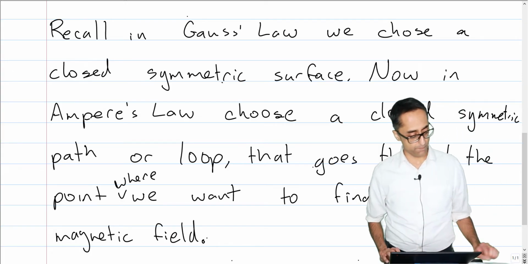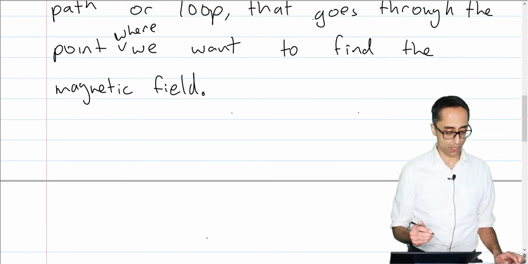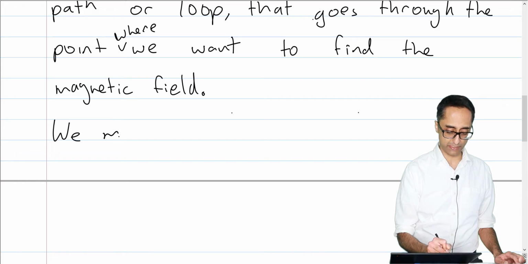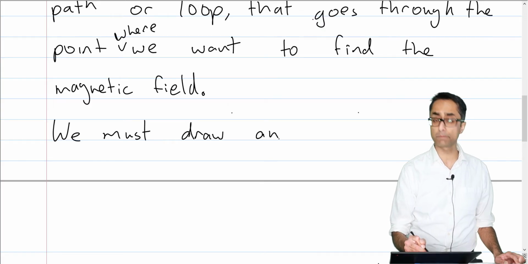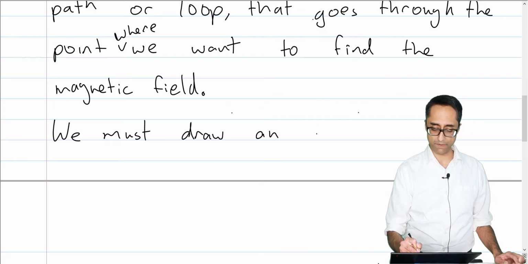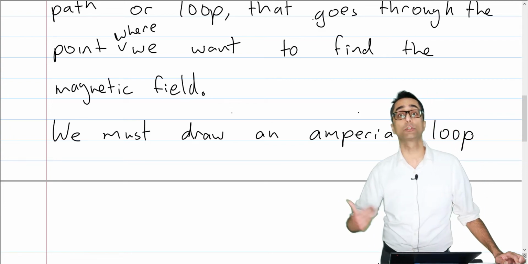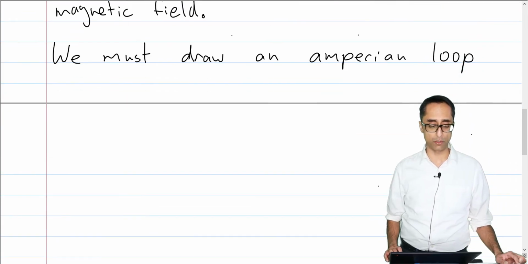And so what that means is, to solve this problem, we must draw an Amperian loop. Please note that I don't believe the word Amperian loop is actually commonly used. I may have made that up, but I like it. If I'm going to talk about a Gaussian surface, which is the common vernacular for that term, I think an Amperian loop helps us to understand what we're talking about a lot better.